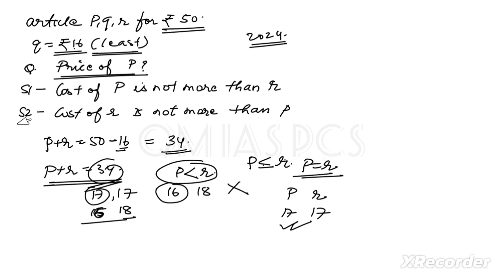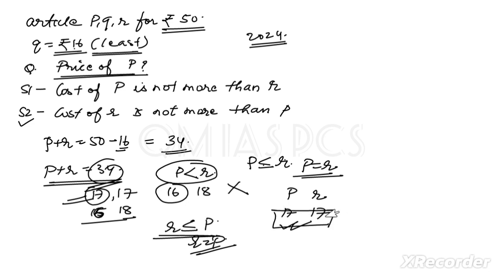Now see statement 2, cost of R is not more than P. Same equation, the cost of R should not be more than P. So we will write less than or equal to P. Again we will see R is equal to P. This is the only condition which will be followed here. So the value will be 17 and 17. Okay, so are you getting my point? So what will be the answer? If you see one option is given, like we got the answer. Is it clear? We got the answer, that is 17 and 17.